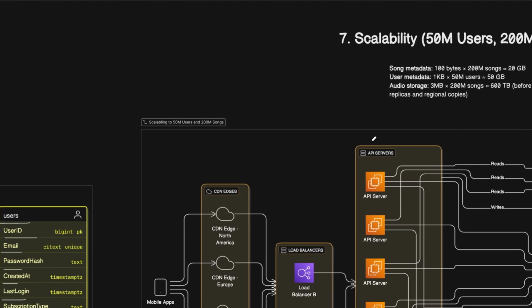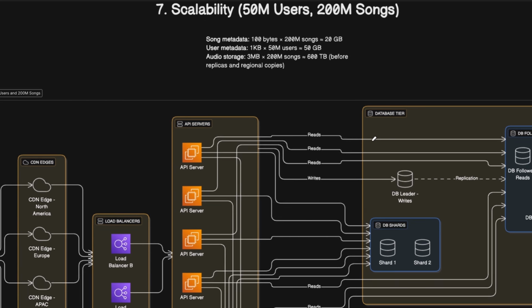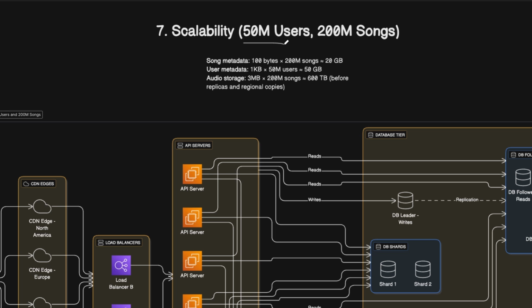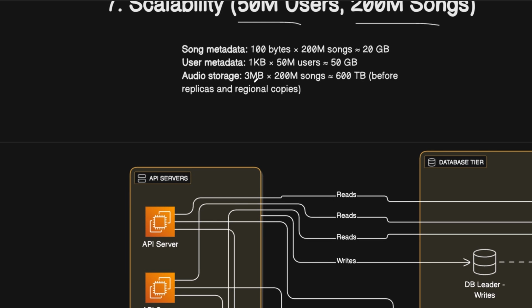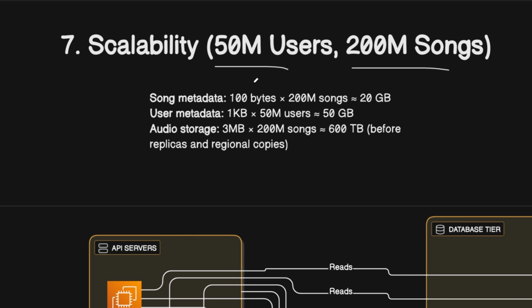Now let's see how we can scale this. Let's say the user base grows to 50 million users now and the songs grow to 200 million songs. This means our current architecture cannot handle it anymore, which means if we calculate the requirements again, we will have 100 bytes for 200 million songs for song metadata. That will be 20 gigabytes. For user metadata, it will be 1 kilobyte times the user base, which will be 50 gigabytes.